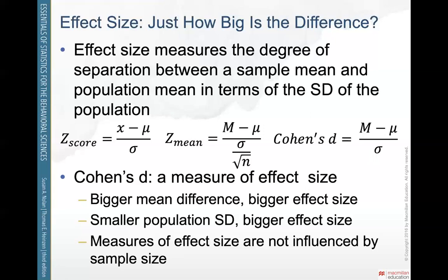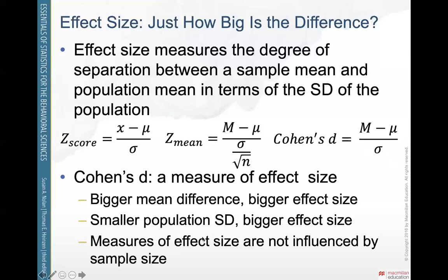And so this is just a property of the numerator and denominator. Cohen's d is going to get bigger as the numerator gets bigger, but Cohen's d also gets bigger when the denominator gets smaller. Cohen's d gets bigger when the numerator gets bigger. Cohen's d gets bigger when the denominator, population standard deviation, gets smaller.